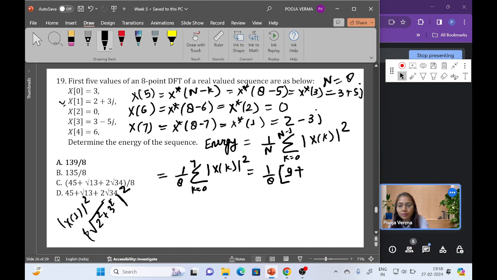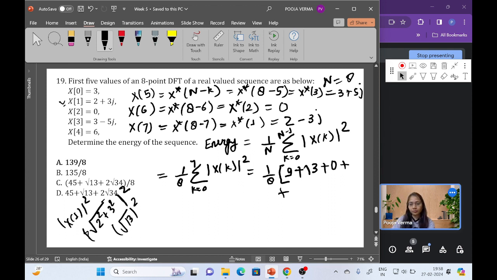So 4 plus 3, root of 3, 13 square, so 13 only. Similarly, x of 2 is equal to 0, so 0. Plus, if we put k is equal to 3, then x of 3 mod, root of 3 square plus 5 square.